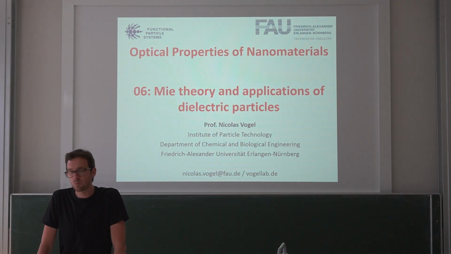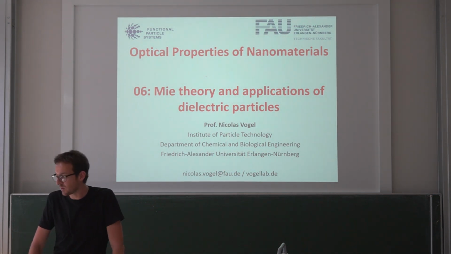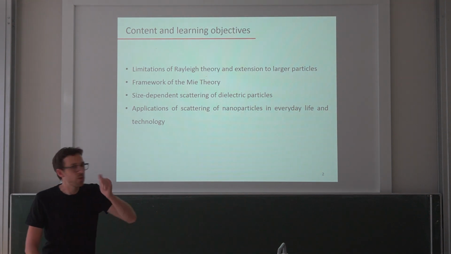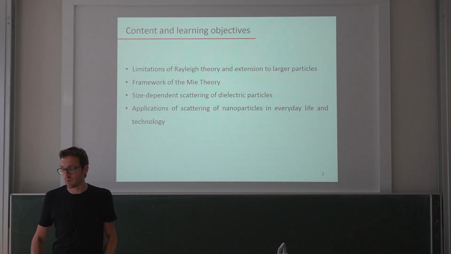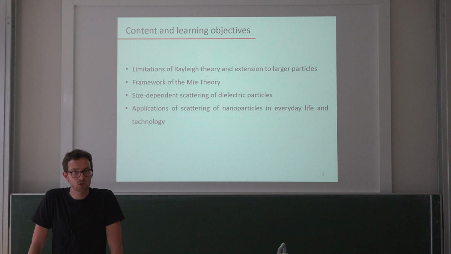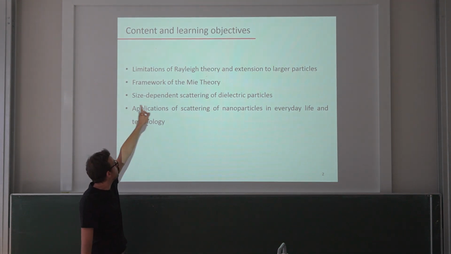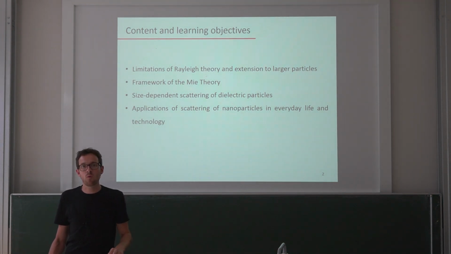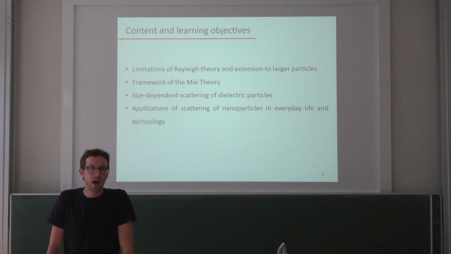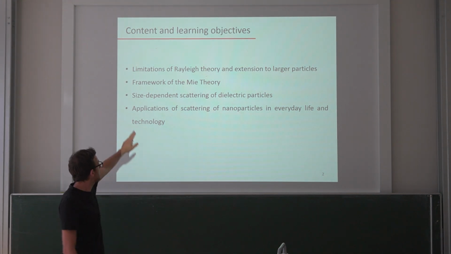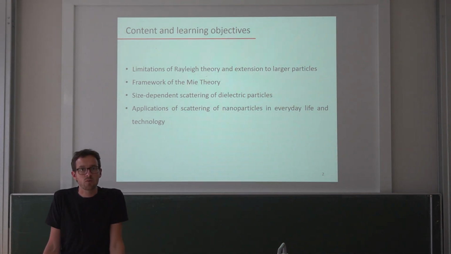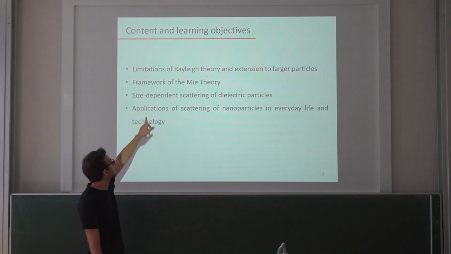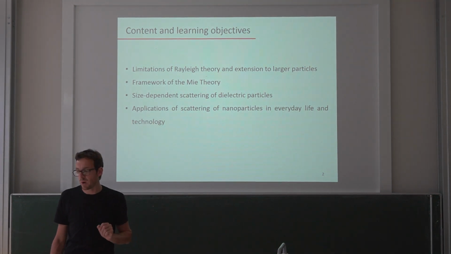Before we do this, I want to briefly recap what we did last week, but start first with what we want to learn in this lecture. So we will talk about the limitations of the Rayleigh theory that we discussed in the last hours of the lecture, and then you will see that the Mie theory provides a more general framework to describe the scattering properties of arbitrary objects, and this allows us to then evaluate the scattering of differently sized particles, and we will see that there's very strong dependencies on particle size.